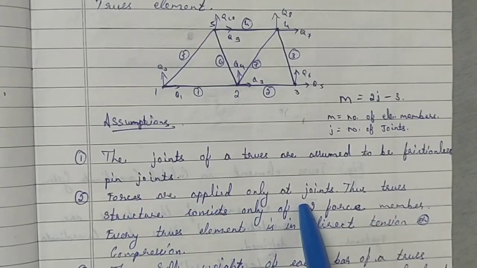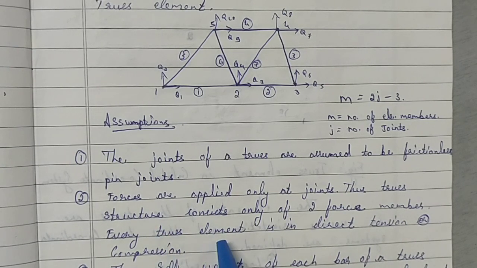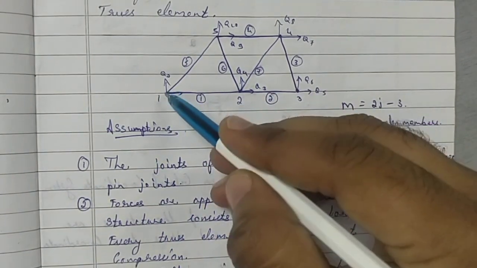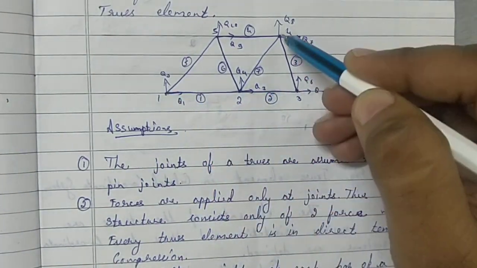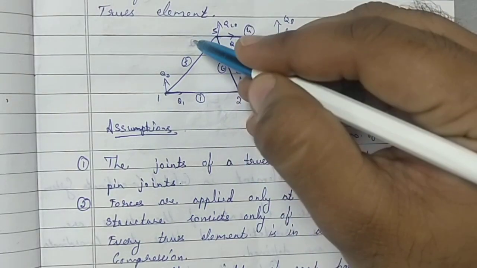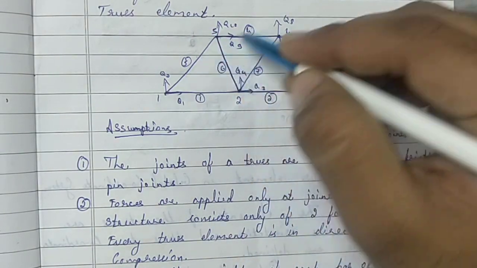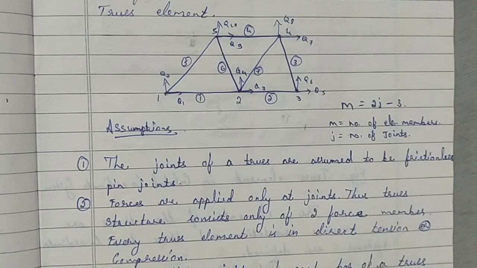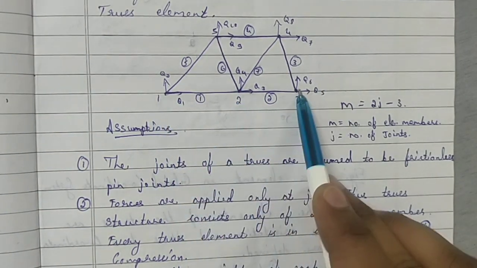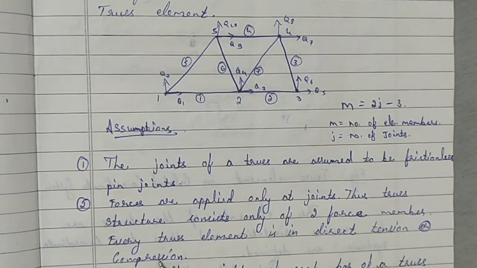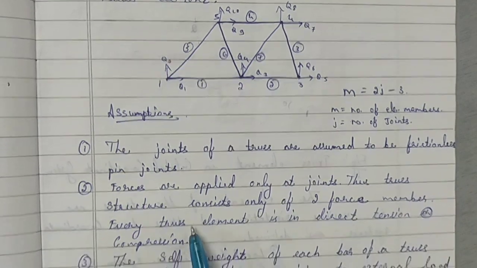Next, forces are applied only on joints. Thus, the truss structure consists only of 2-force members. Every truss member is in direct tension or compression. So in a truss, the forces should act only at the nodes, that is, this point, this point, this point. The forces should not act on the element. The forces cannot act on the element. That will be wrong. When the forces act at these nodal points, the elements will be subjected to direct tension or compression. No other loads, no bending or shear loads.